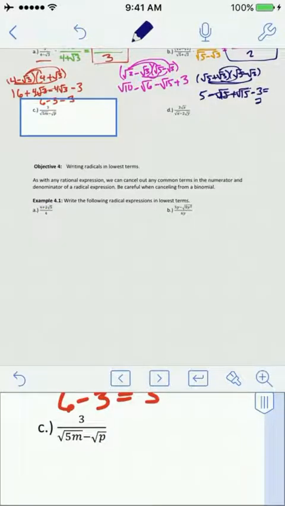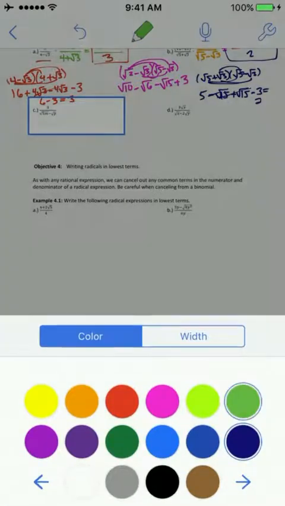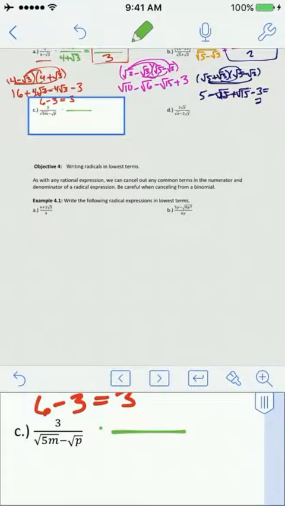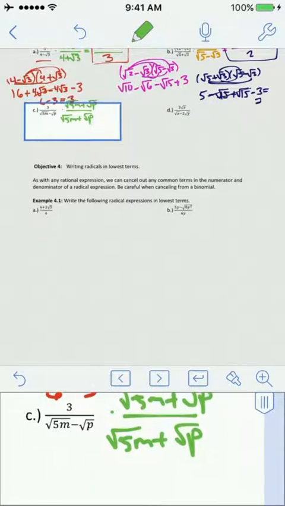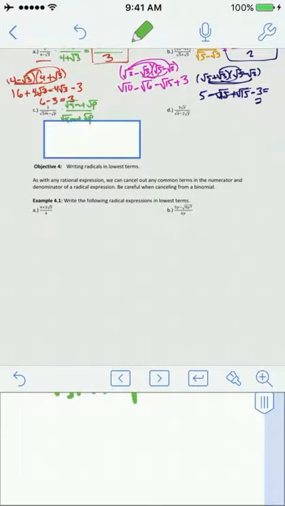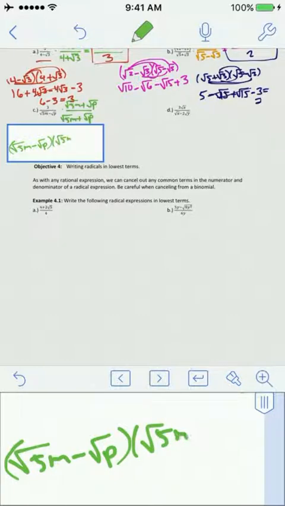So for the next one, we have the square root of 5m minus the square root of p over, that's the denominator, 3. So let's multiply by the conjugate. The terms stay the same, just this time it's plus. Alrighty, we'll do the bottom one first. Root 5m minus root p, root 5m plus root p.